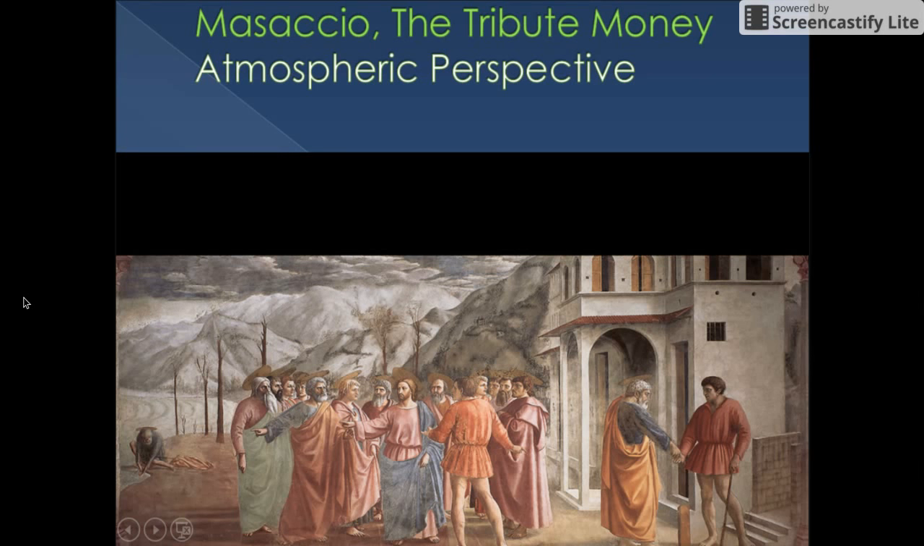Because if you go outside right now and look off into the distance, you'll notice that the further things are away, the blurrier they are. So what atmospheric perspective does is create depth of space through the blurring of the background, and it creates a realistic depth of space within the piece.